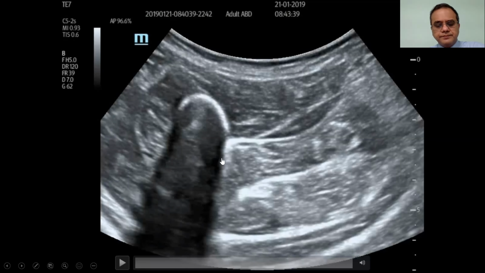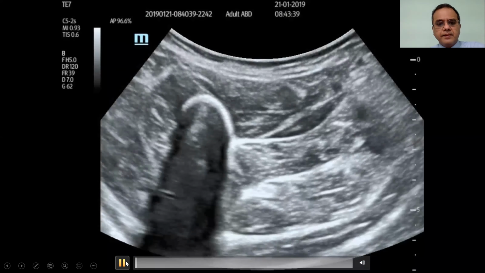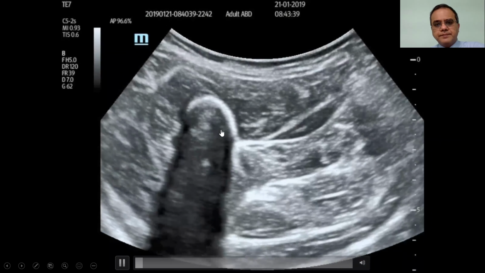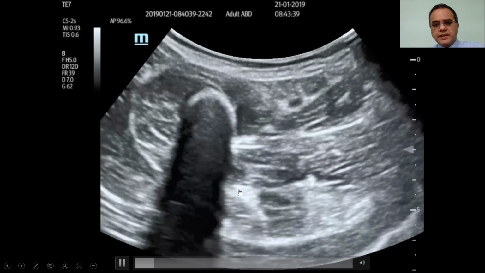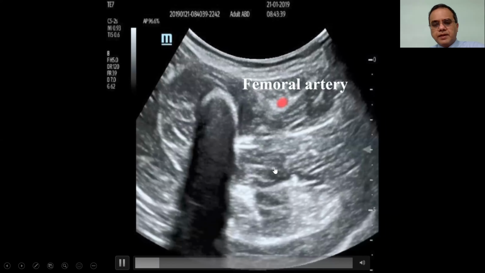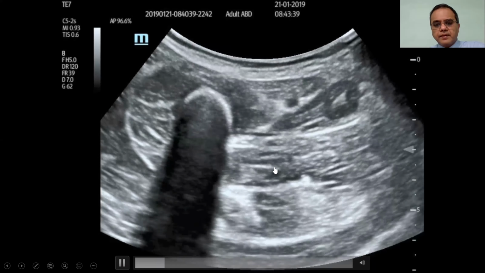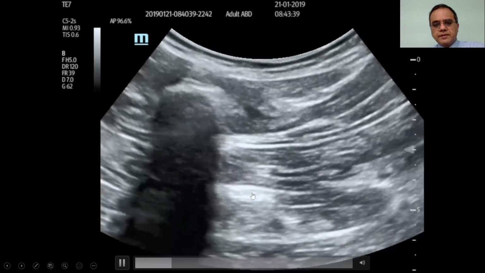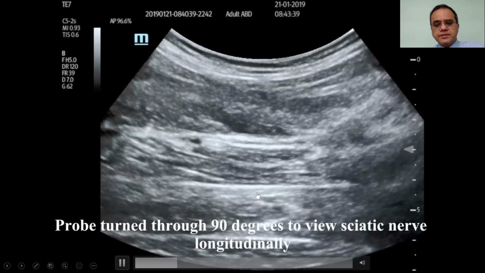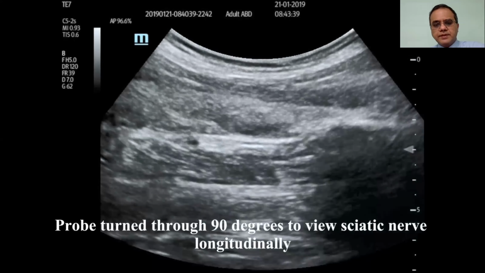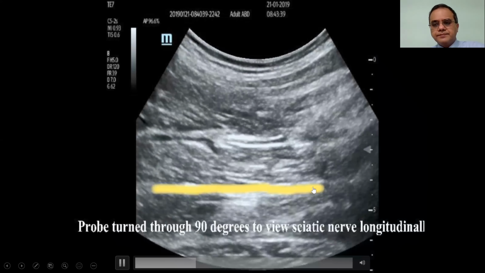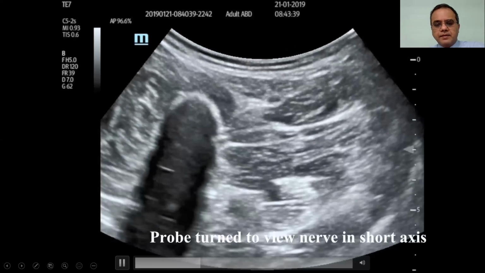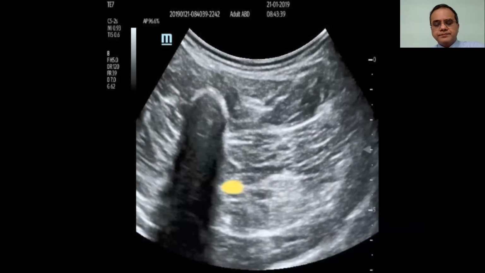So in this video, you can see the shadow produced by the femur. You can see the three muscle layers. You can see the sciatic nerve here, and you can see the femoral artery over there. Just to confirm the presence of the sciatic nerve, I've turned my probe through 90 degrees, so it's lying along the long axis of the nerve, and you can see the sciatic nerve longitudinally in this. Turning the probe back to gain the short axis view of the sciatic nerve.